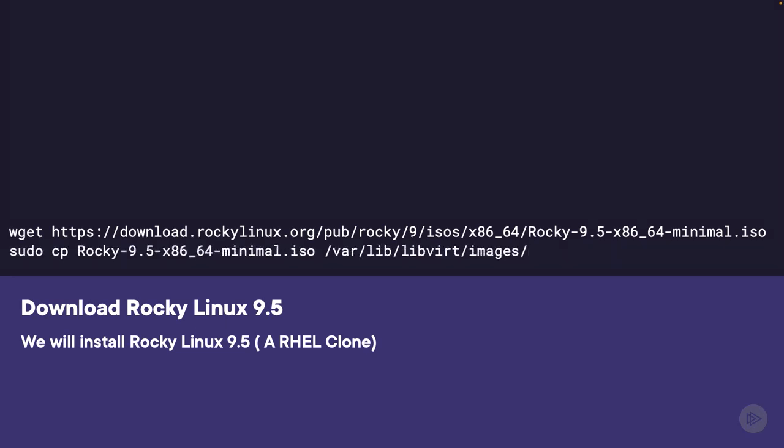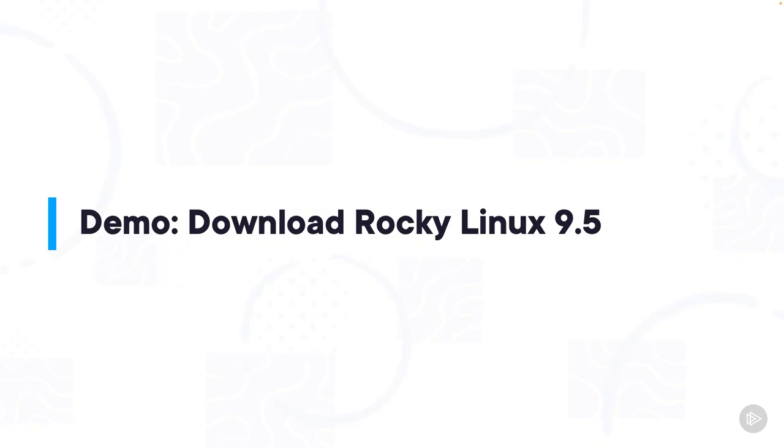This is just short of 2 gigabytes. Once we've done that, to make it available as a volume to our virtualization system, we can copy it across to /var/lib/libvirt/images. This is our default volume pool. So let's take a look at downloading Rocky Linux 9.5 and copying it across to our volume pool.